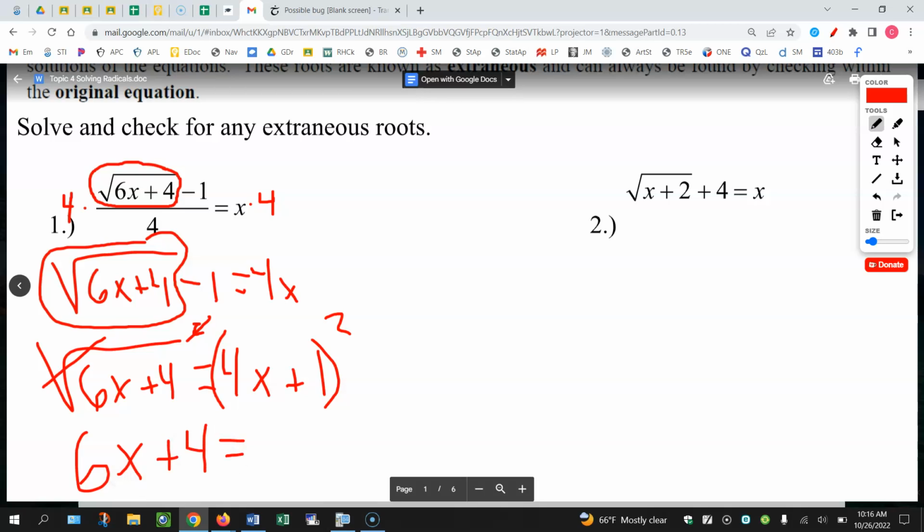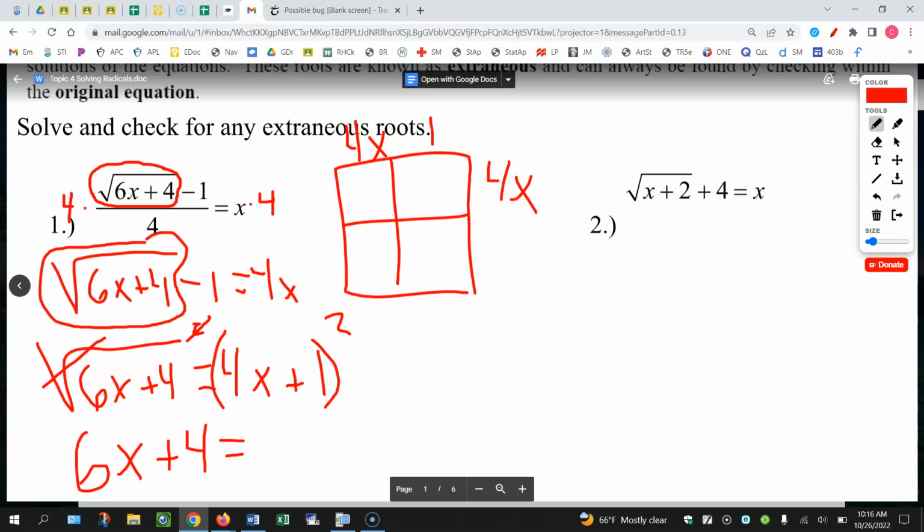On the right side, squaring something means to multiply it by itself. So we're going to go ahead and use the tabular method here. 4x plus 1, 4x plus 1. And you know that we did this in the first unit. So you can pause the video here and multiply this out.